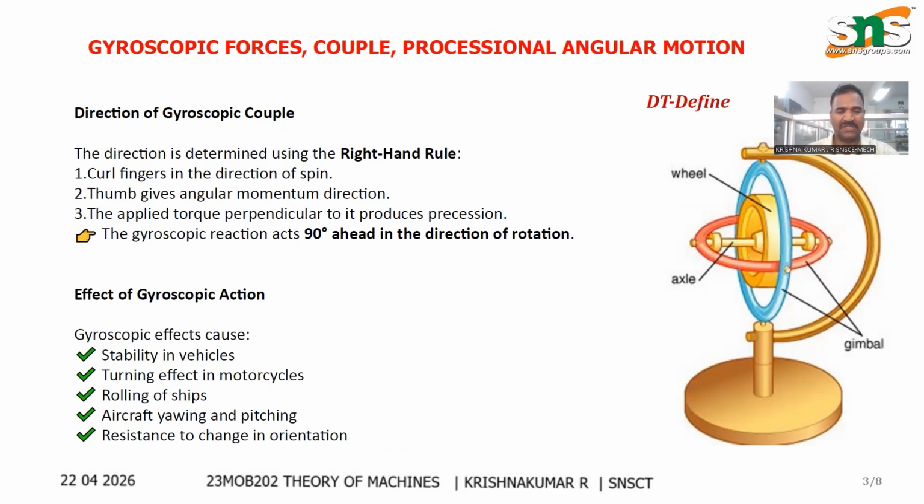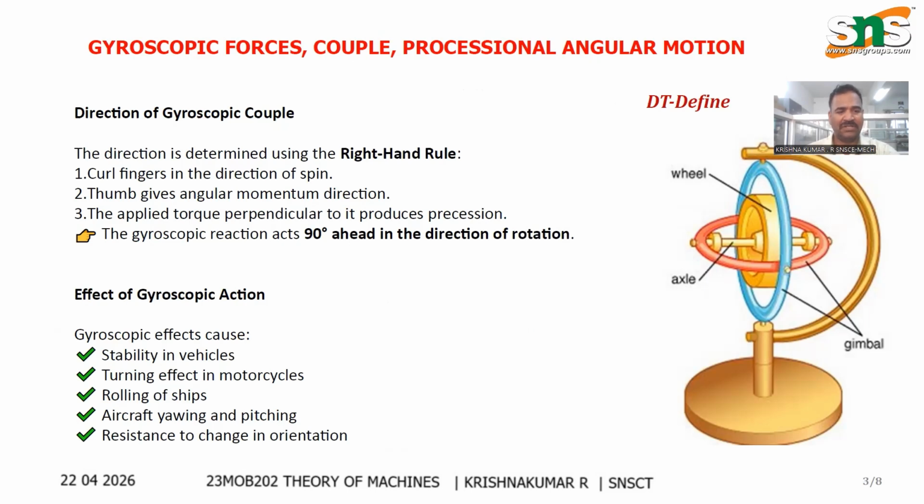Direction of gyroscopic couple. The direction is determined using the right hand rule. Curl the fingers in the direction of spin, and the thumb gives the angular momentum direction. The applied torque is perpendicular to its predicted precession. The gyroscopic reaction acts 90 degrees ahead in the direction of rotation.